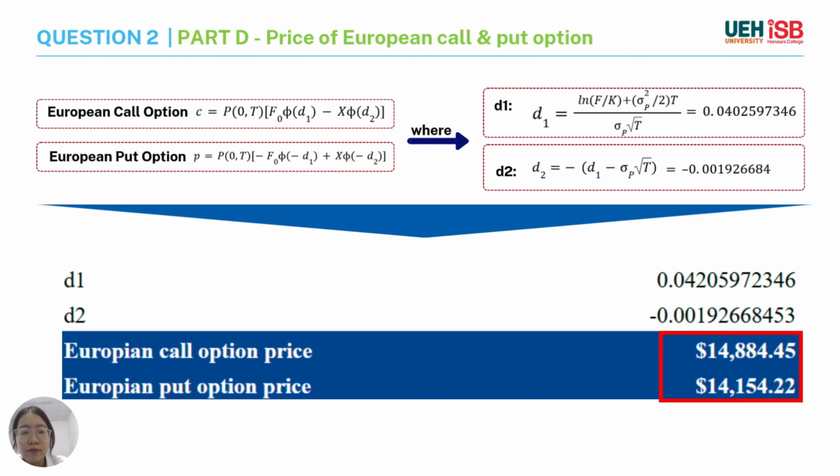After applying the formula for the put and call option, we got the result: for the call option it is 14,884, and for the European put option it is 14,154. And that's all. Next is part E and F, presented by my friend.